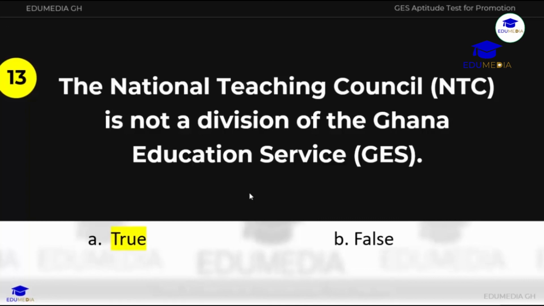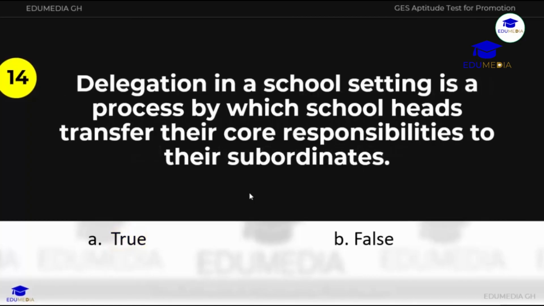Now, the National Teaching Council is a government agency in Ghana that is responsible for the regulations of the teaching profession in the country. The NTC sets its own standards for teacher education and professional development, and it is responsible for the registration, licensing, and accreditation of teachers. It is not a division of the Ghana Education Service, but rather it operates as an independent agency under the Ministry of Education. Question number 14.